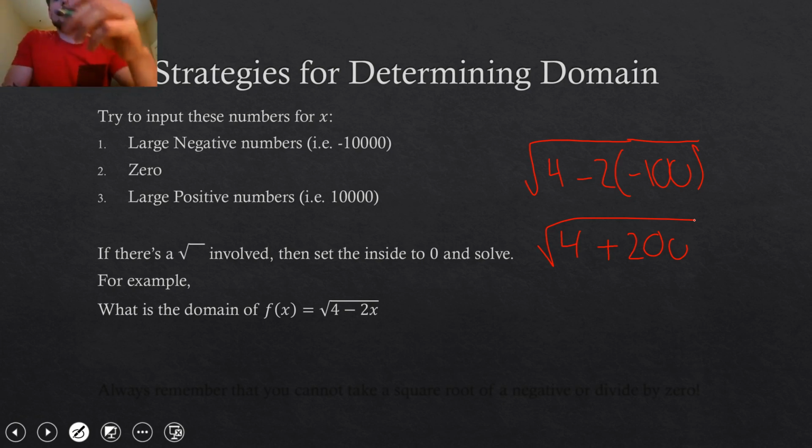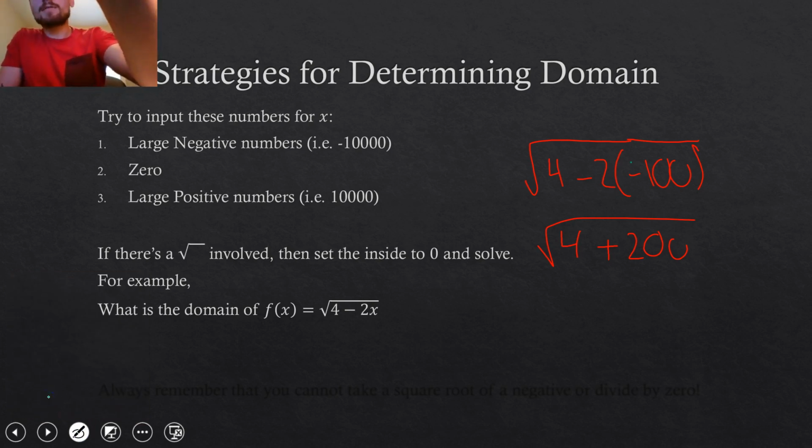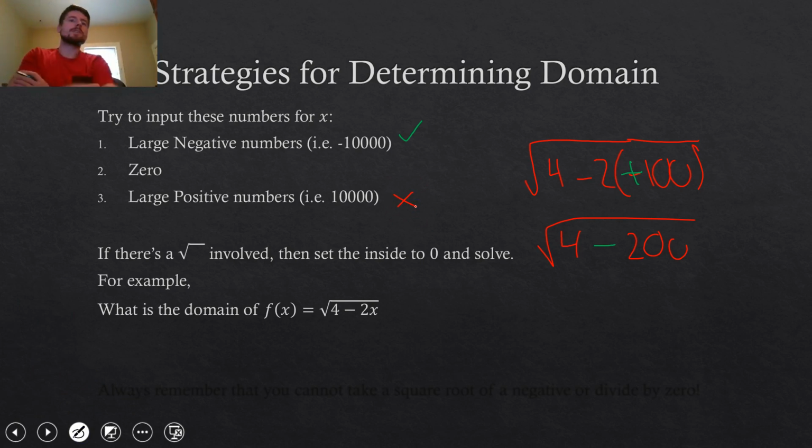If I tried it with a large positive number instead, then you're going to find 4 times negative 2 times 100, and this becomes a minus sign, 4 minus 200. Square root of that is going to be a problem because we've got a negative inside the root. So it looks like large positive numbers won't work. These will work, but these won't. So let's try to figure out exactly what the domain is, but this helps us think about it a little bit.